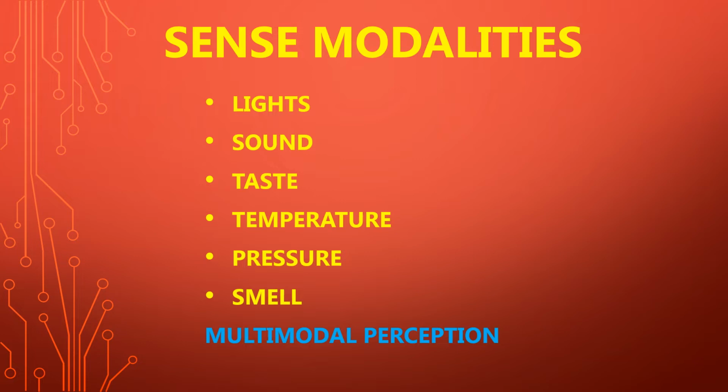How does vision occur? In vision, the sensory modality is light. The light is the stimulus. The eye will refract the light. So the light will hit the retina. Then it is converted into neural activity and then sent to the brain. So in vision, light is the sensory modality. In audition, sound is the sensory modality.